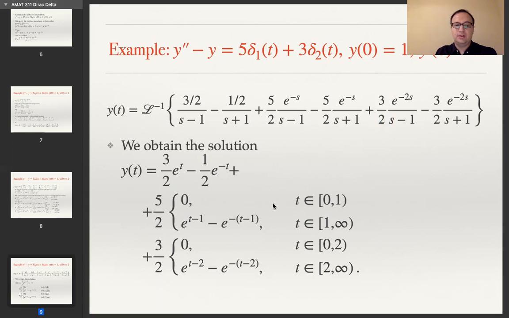And then plus 3 halves times 0 when t is between 0 and 2, and e to the t minus 2 minus e to the minus (t minus 2) when t is between 2 and infinity. So this comes from these two fractions. Again, I combined two terms.